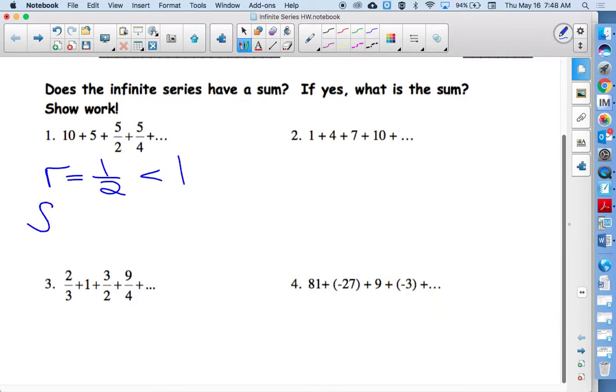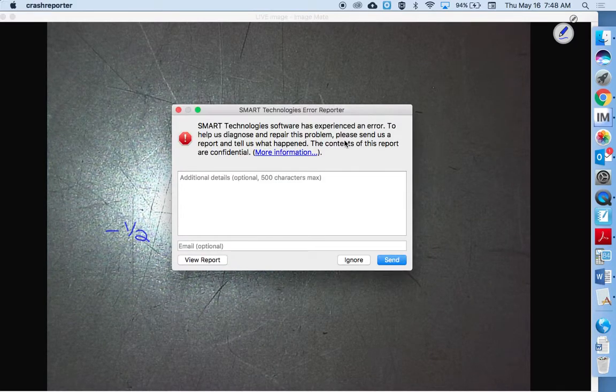So Maggie, how do we find the sum? 10 divided by 1 minus 1/2. So your first term divided by 1 minus R. And Maggie, what did you get when you got that? So 10 divided by 1 minus 1/2, Maggie, is 20. So for number 1, you should have had the value of 20.